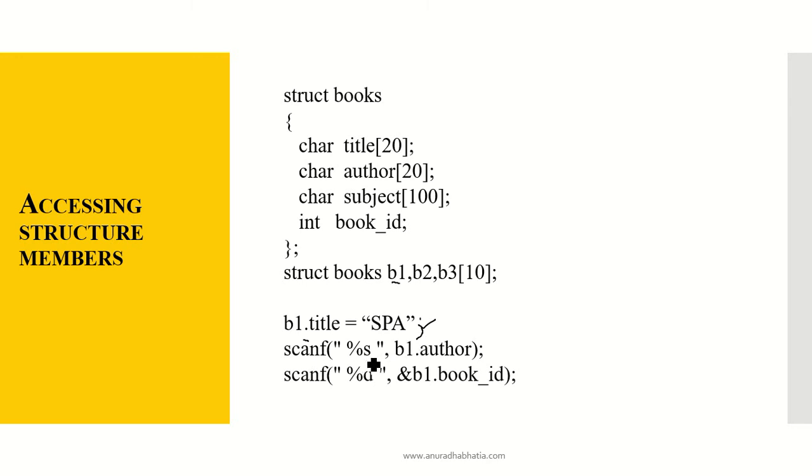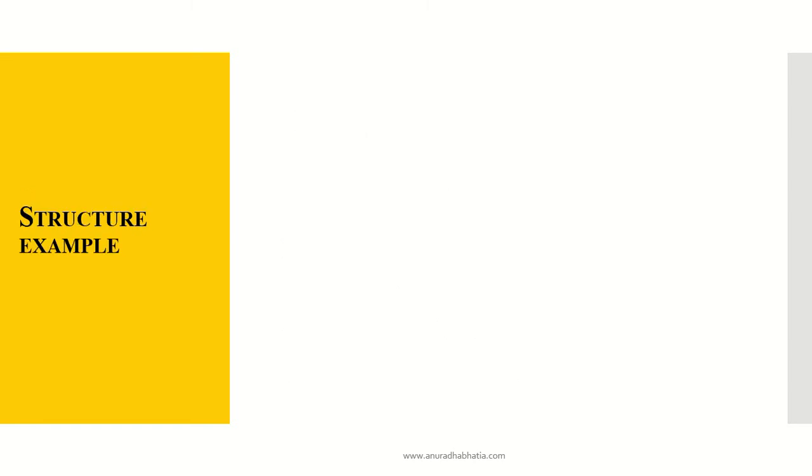scanf with a format specifier, comma, B1.author. So I am scanning the name of the author over here. And for the book ID, scanf("%d", &B1.book_id). So this is how it will be stored. This is how we'll scan the variable. This is how the accessing of structure members happens.